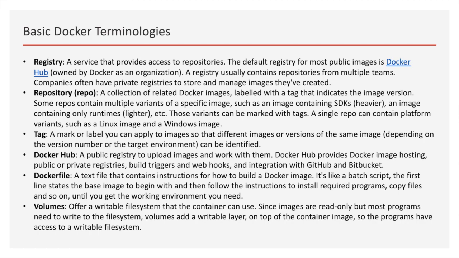What is a Dockerfile? Well, a Dockerfile is a text file that contains the instructions or the steps for how to build a Docker image. Basically, this file is created by a developer. It's like a batch script. The first line states the base image to begin with, and then follow the instructions to install required programs, copy files, and so on until you get the working environment you need.